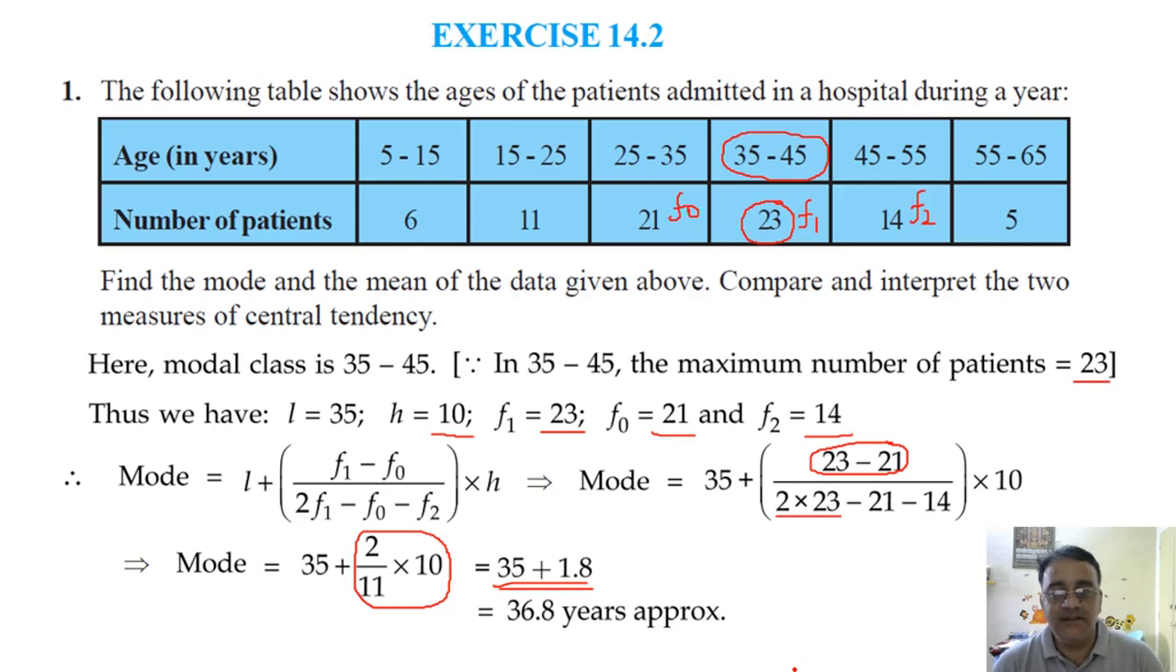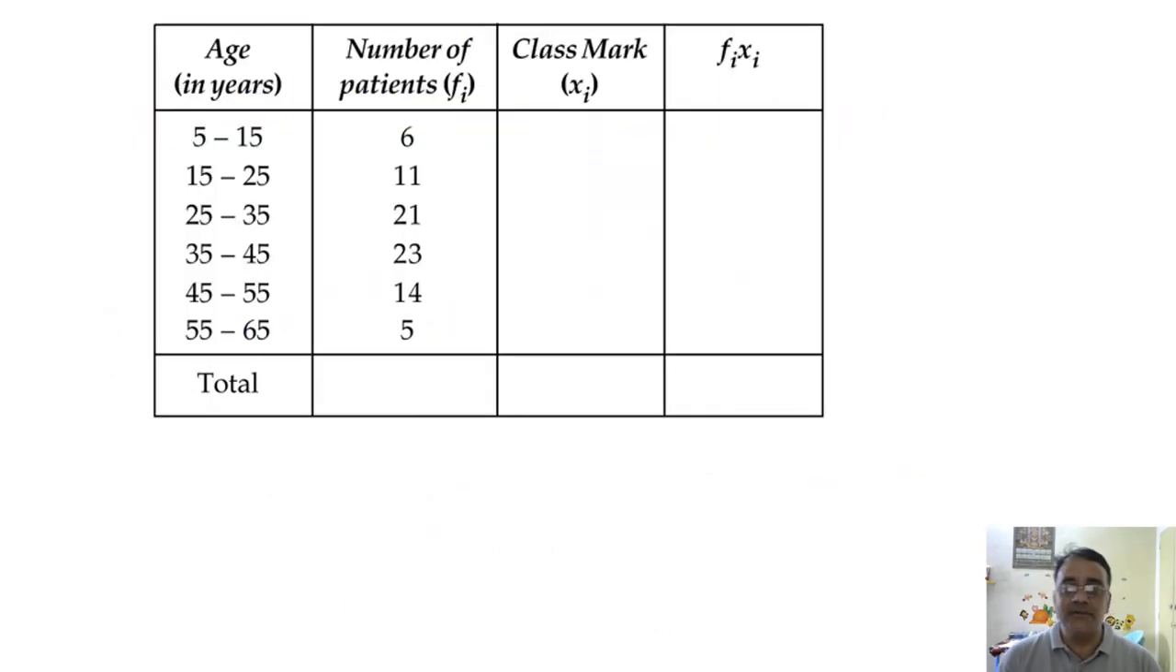Any doubt in this one? Now we have to find the mean. So for the mean, now we have to make one table. We are going to find the mean by using the direct method only. Why the direct method? Because here in the class marks we get multiples of 10: first one 10, second one 20, 30, 40, 50, 60, and to multiply with these numbers is very easy.